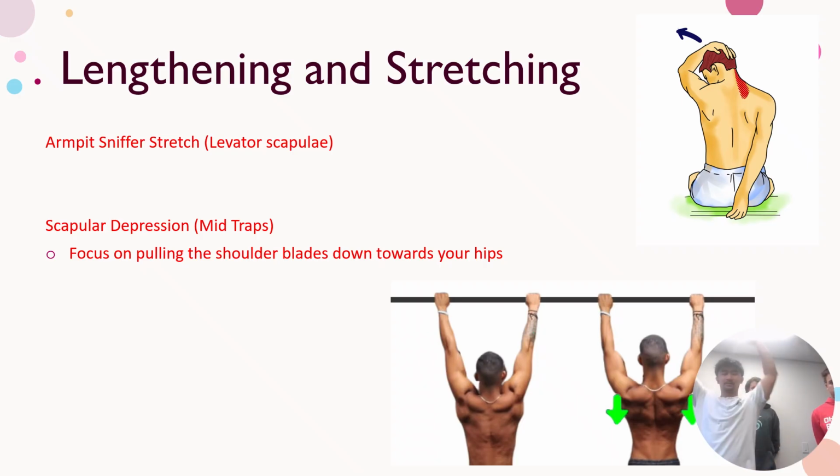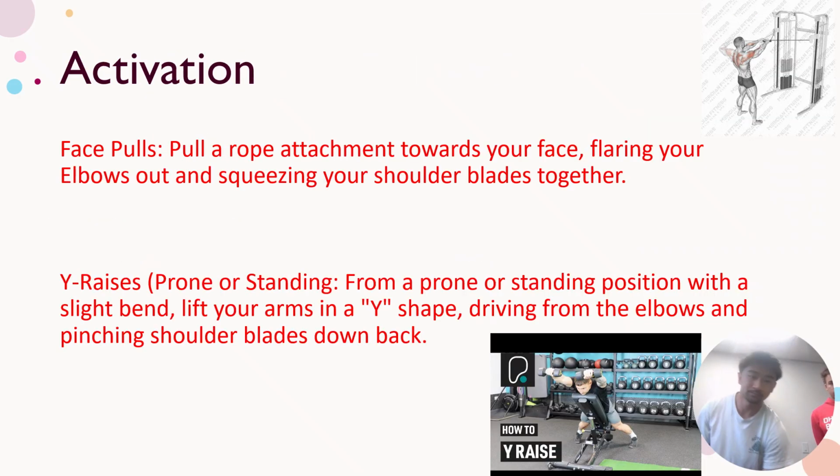For the mid traps, do scapular depressions and focus on bringing your shoulder blades down towards your hips. For isolated exercise for activating the muscles for the mid traps, you want to perform face pulls. So pull the rope attachment towards your face, flare your elbows out, and squeeze your shoulder blades together.